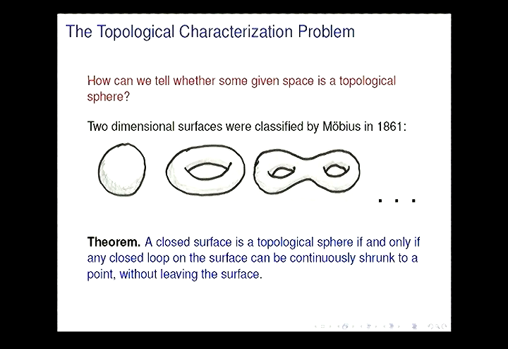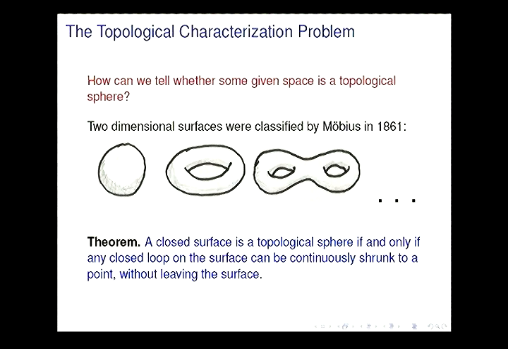If we have a closed surface, that means a surface without any boundary, which is enclosed in a finite region of space, then if it has the property that any closed loop on the surface can be continuously shrunk to a point, then it's a sphere. So you see on the sphere, if you have a little wiggly loop, a little closed curve, you can just shrink it down without ever leaving the surface.